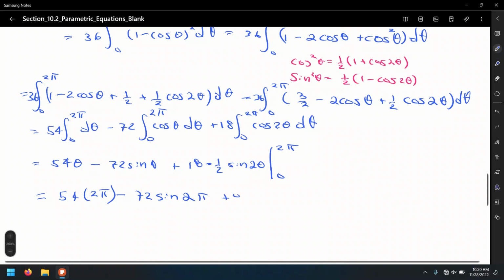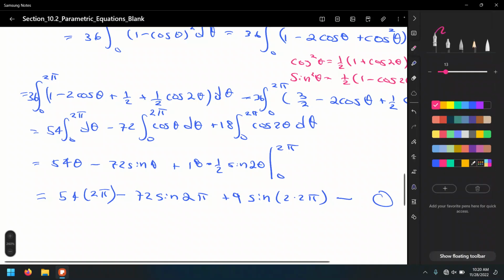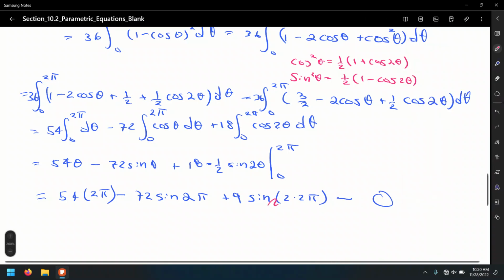That reduces to 9 plus 9 sine times 2 pi, which is going to be 4 pi, minus big 0. I mean, that's fine, just evaluate it at 0. But it turns out this is also 0. Sine of 4 pi is 0. Sine of 2 pi is also 0. So we are left with 108 pi. So that's the area under this curve.